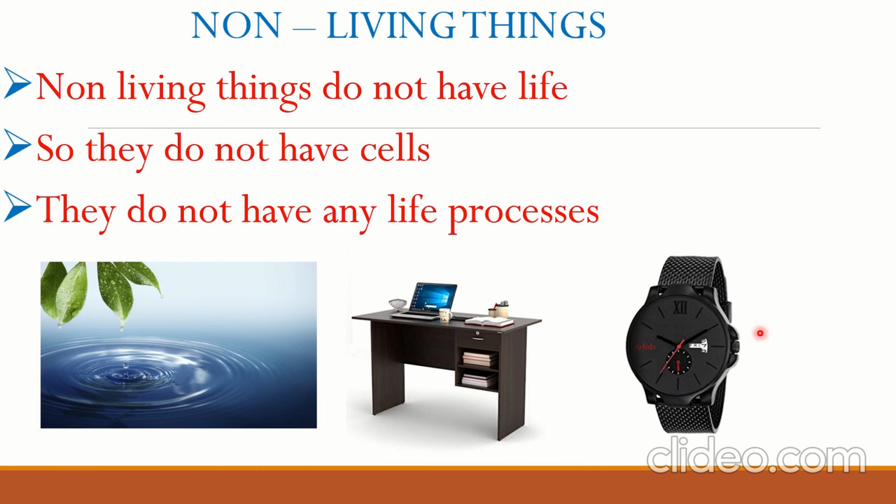Now this is a watch, as you can see over here. This is a table, and over here this is water. These are all non-living things. So living things have life, non-living things do not have life. Living things are made up of cells. Non-living things are not made up of cells, they are just made up of atoms and molecules, as we discussed in chemistry. And living organisms have life processes to enable life, and because there is no life over here, there won't be any life processes.